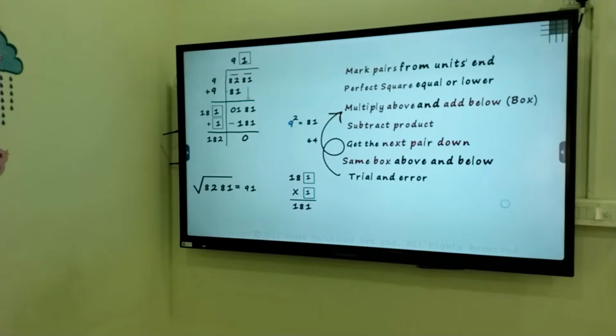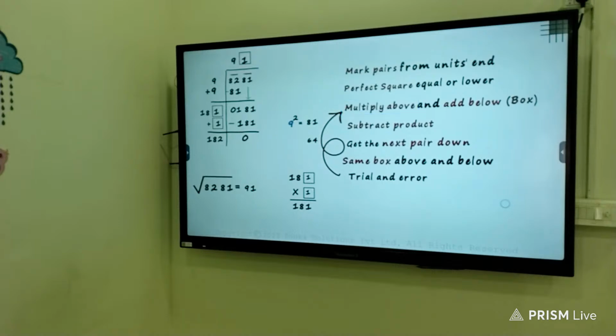Then we reach the 3 simple steps. First, we subtract the product. 82 minus 81 gives us 1. Second, we get the next pair down. And then we draw the same box above and below, which will contain the same digit as the original box. And to find the digit in the boxes, we use trial and error and write 181 multiplied by 1 as 181. So the number in the box will be 1.